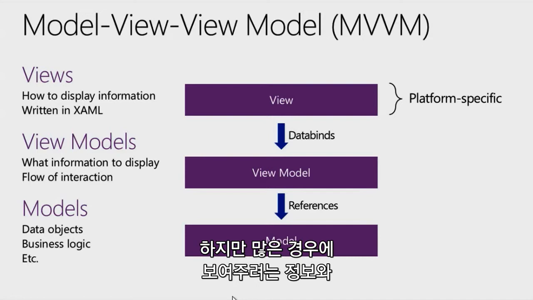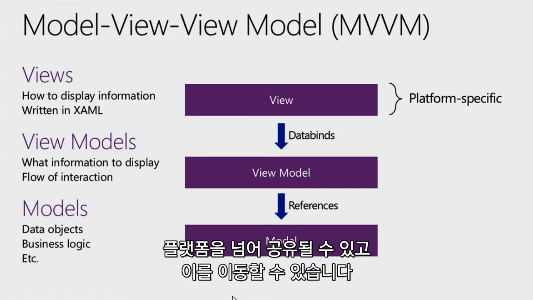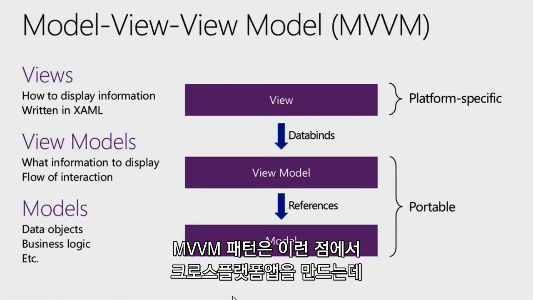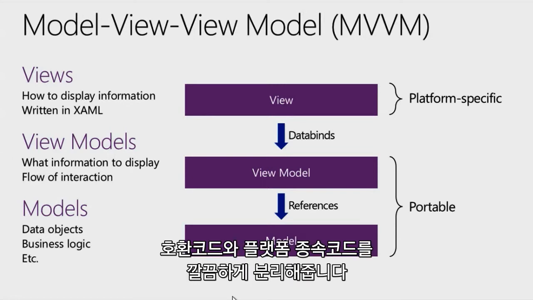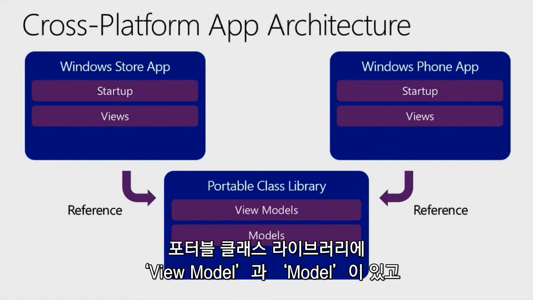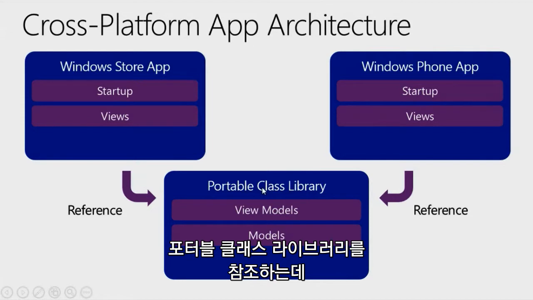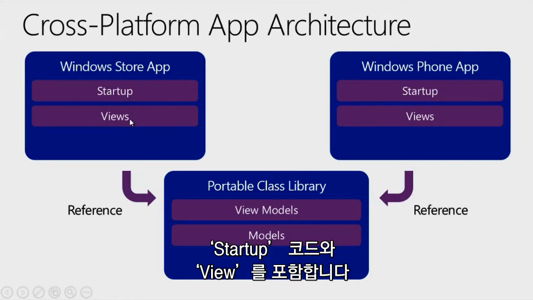But in many cases, what you are going to display and the flow of interaction of your app, as well as your data objects and business logic, can be shared across platforms, and so you can make those portable. The MVVM pattern is really ideally suited for creating cross-platform apps because it creates this clean separation between your platform-specific code and your portable code. So when you apply that to a project, you end up with this project structure, where you have a portable class library with your view models and models, and then for each platform you target, you create an app which references that portable class library and includes your startup code and your views.